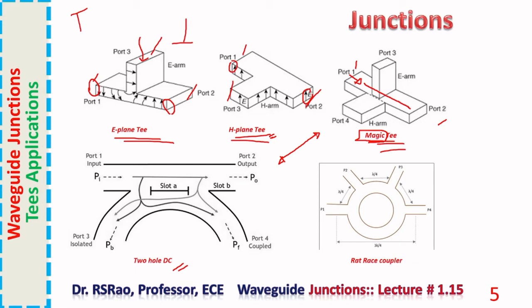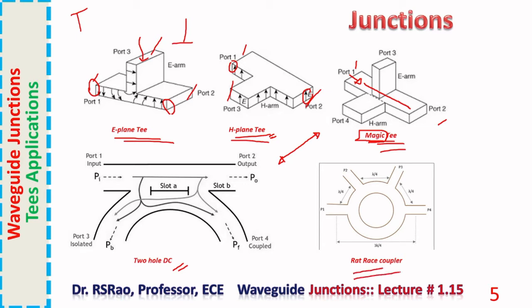Division is equal, but there exist applications where we need the division of waves into two parts, not equal parts. Sometimes we need to divert 1/10 of power in a wave, or sometimes we may need 1/100th of the power to be diverted. Sometimes we need 1,000th of the power in the wave to be diverted. For such situations, magic T is not suitable. We have to go to directional coupler. Here is shown a two-hole directional coupler, a type of directional coupler.